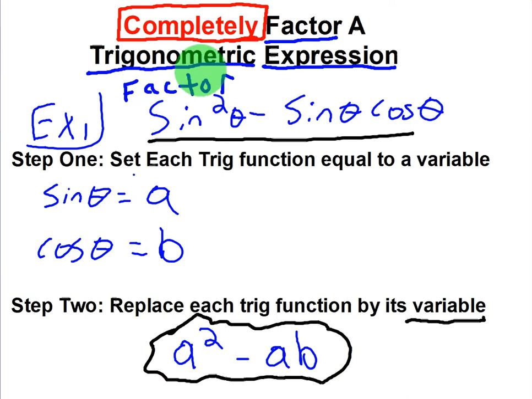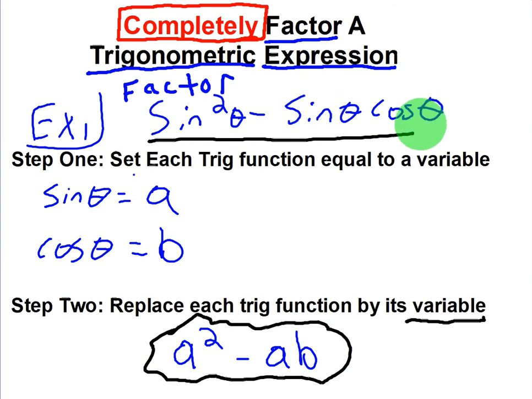Today we're going to be factoring trig expressions. Now notice this says completely factor a trig expression. Remember, to completely factor something means sometimes you have to go more than one step of factoring. So let's go ahead and read this example together. It says factor sine squared of theta minus sine of theta cosine of theta.